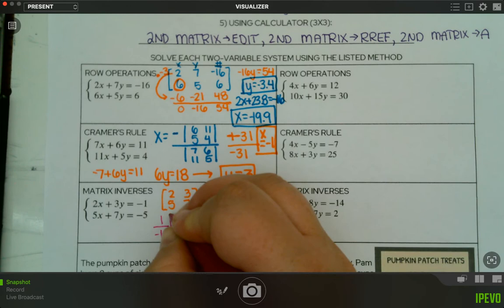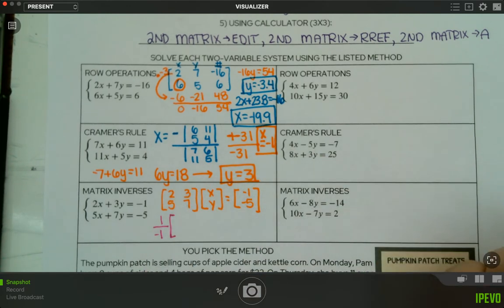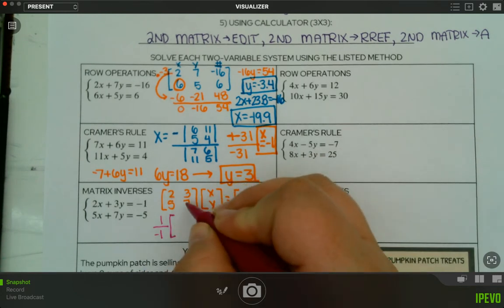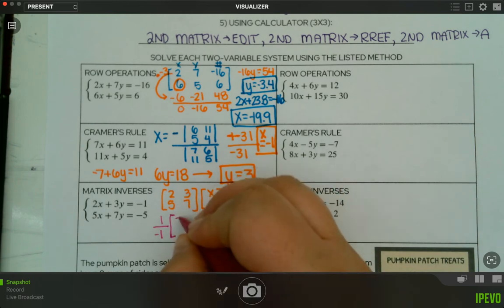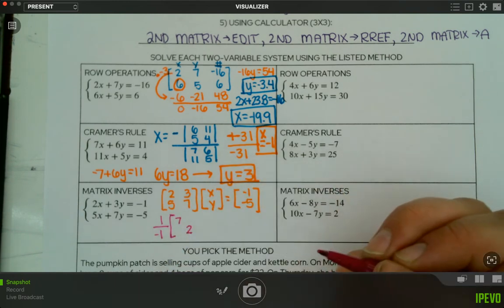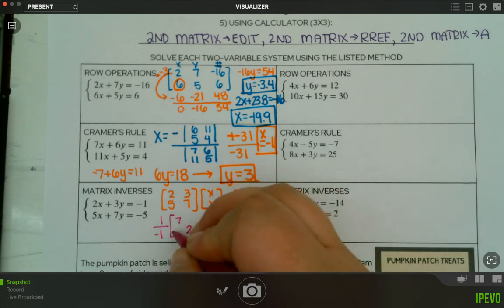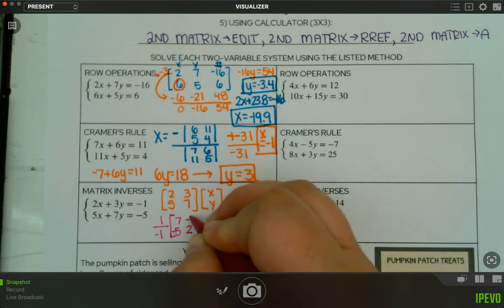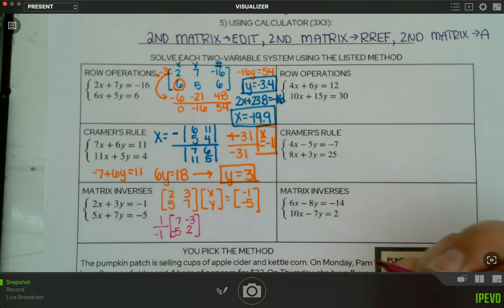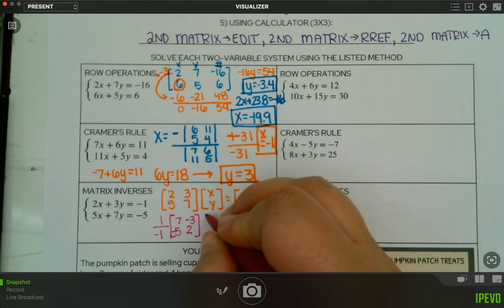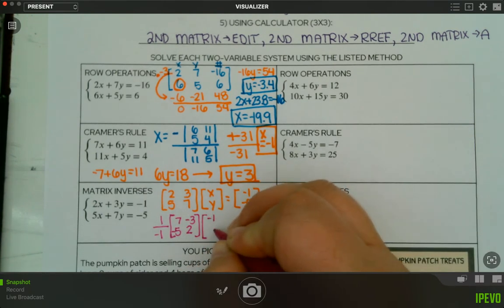And then when you fill in the matrix, you flip the first diagonal. So the 7 and the 2 have to switch spots. And then the 5 and the 3, the second diagonal, become negative. Or if they're already negative, they would become positive. And then we have to multiply this by this one.